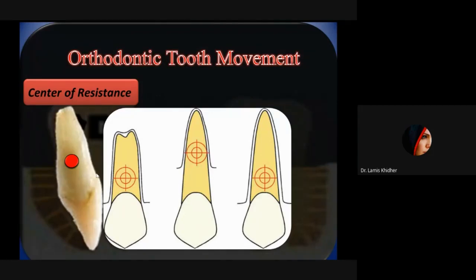For the number of the roots, in teeth with a single root, it will be located in that one root, while when you have three roots or two roots, it will be located between them in the furcation area, not on one root of them.